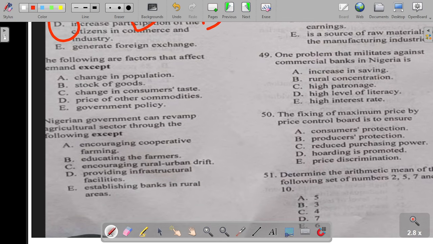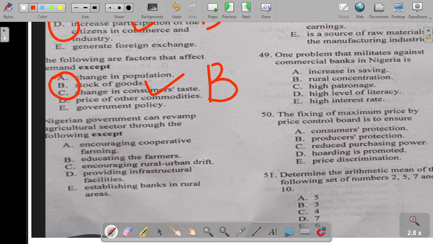The following factors affect demand, except change in population, of course. Population changes, demands may drop. If it increases, demand increases. Stock of goods, change in consumer taste, of course. Price of other commodities, of course. Government policy can also affect demand. Change in population, stock of goods. No. The answer is B.